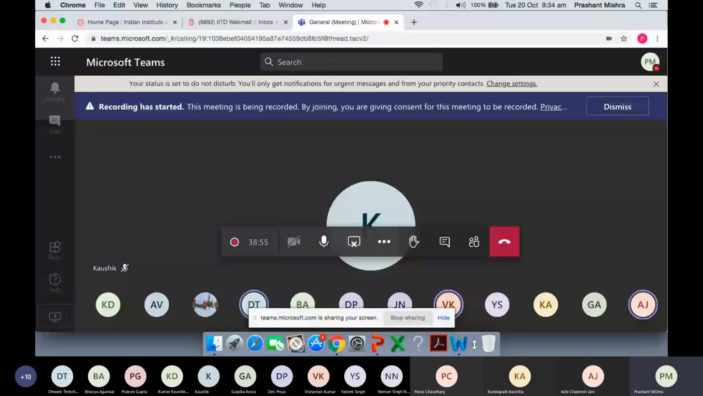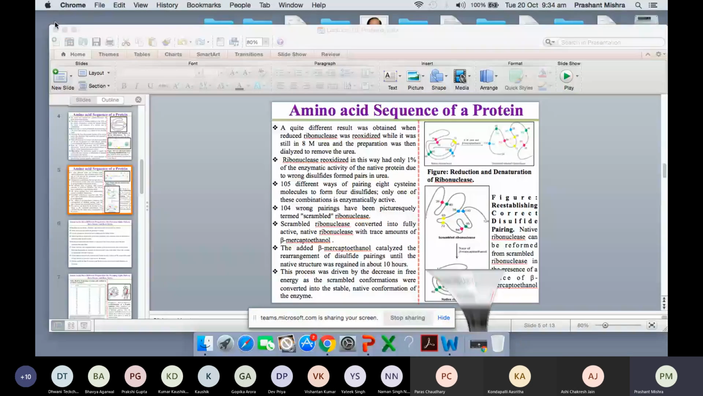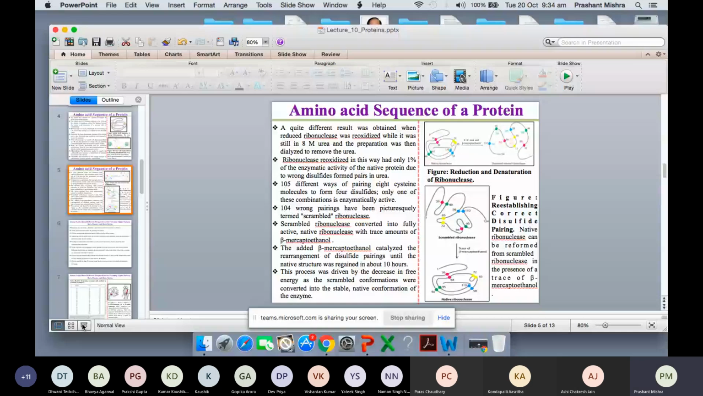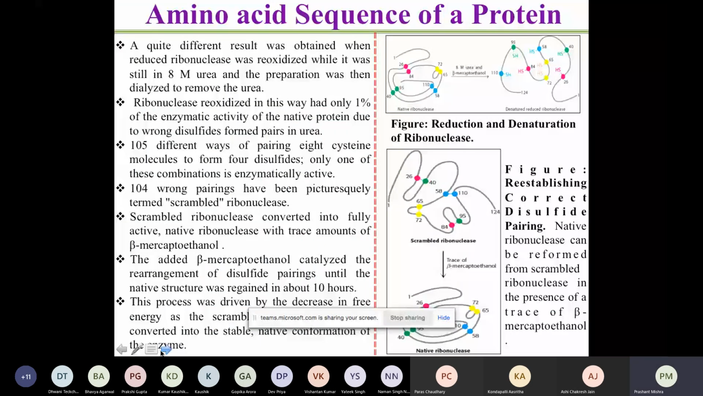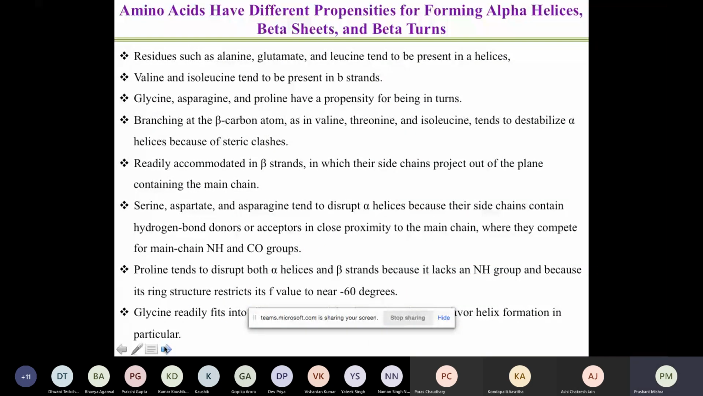The very basic principle you have learned is that as long as the correct or native conformation is achieved, you will get the functionality. If the native structure is not achieved, you will not get the function. So it is very important that you regain the native structure. Now moving on to another part: this has very clearly demonstrated how correct structure is important in protein functionality.